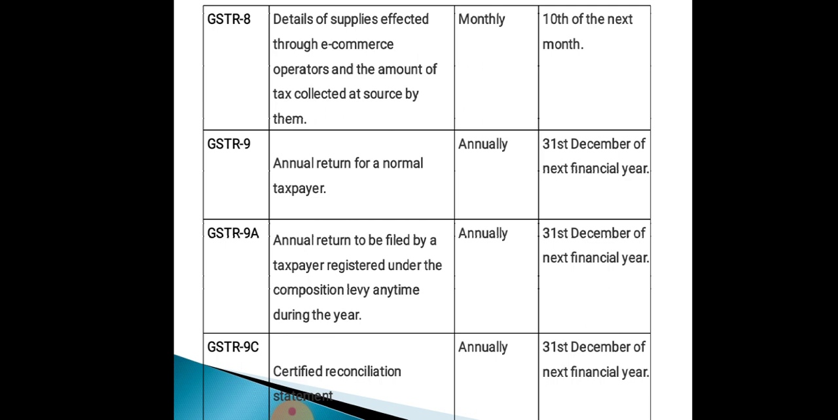Frequency: annually. Due date: 31st December of the next financial year. The due date for submitting the annual return in GST return 9 is the same as the deadline for submission of GST return 9C. Hence, GST return 9C must be filed on or before 31st December of the year subsequent to the relevant financial year under audit. The due date can be extended by the government if deemed necessary.